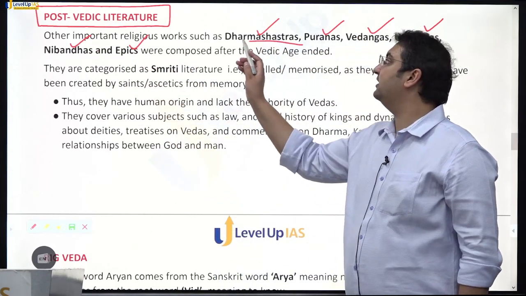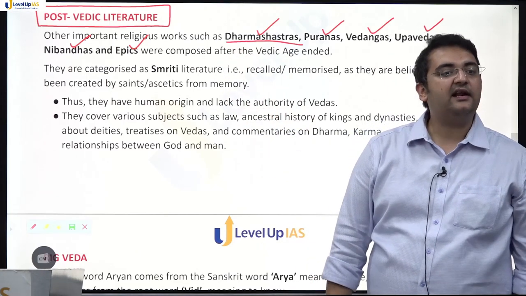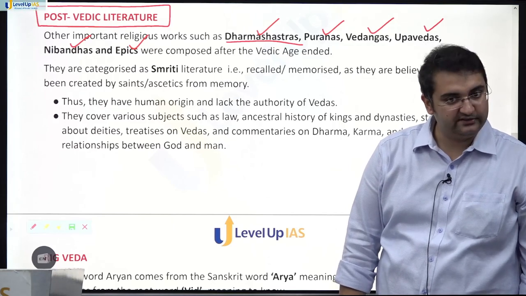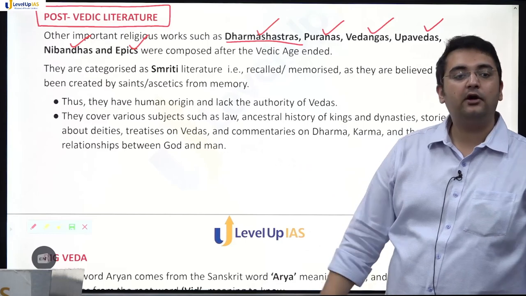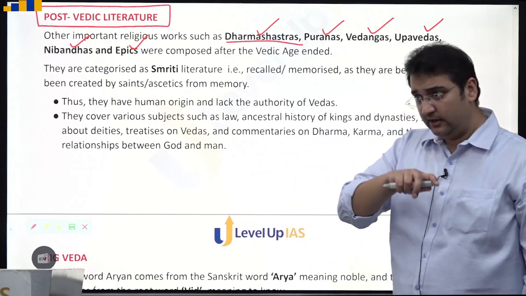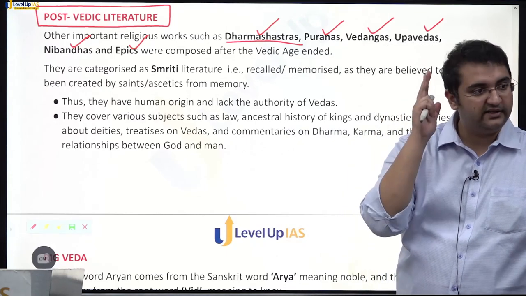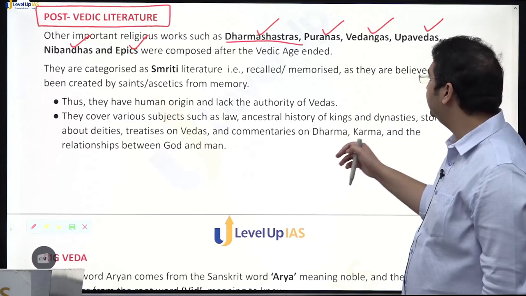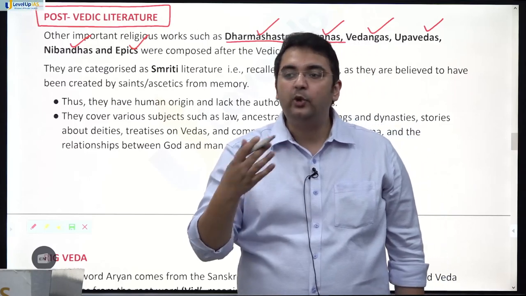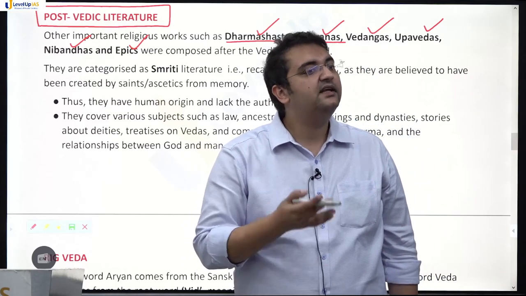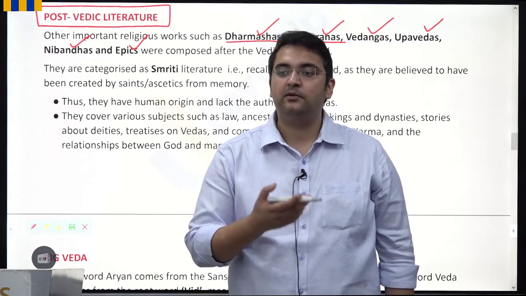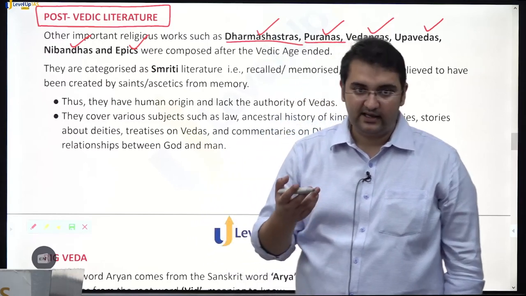What are the Dharmashastras? These are ancient Indian law books given by ancient jurists. They were written in order to regulate the behavior of individuals in the society. ठीक है? To give a clear demarcation of what is correct, what is not correct. अच्छा, पुराण्स क्या हैं? These are stories and legends associated with individual gods, such as Shiv Purana, Vishnu Purana, Bhagwat Purana, Parvati Purana etcetera.